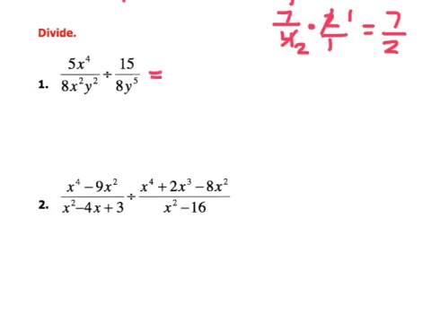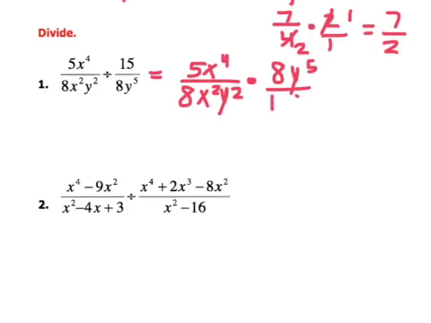So I am going to copy my first term, change it to multiplication, and I need to take the reciprocal of my second term. So 8y to the 5th divided by 15. Now I'm going to go through and simplify or combine like terms. So I can cancel the 8s because those 8s are the same and they'd both reduce to be a 1. For my 5 and 15, my 5 can become a 1, my 15 can become a 3.